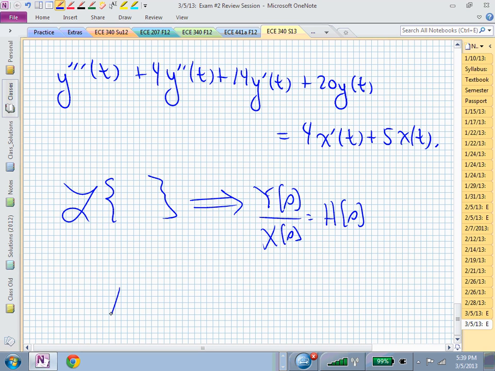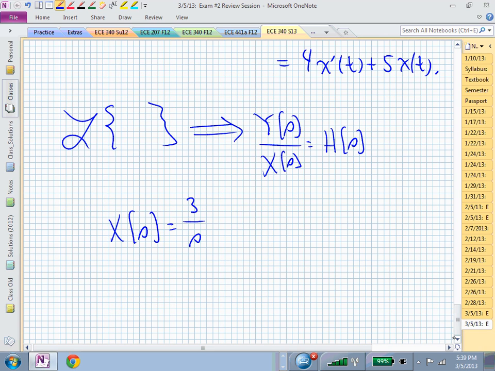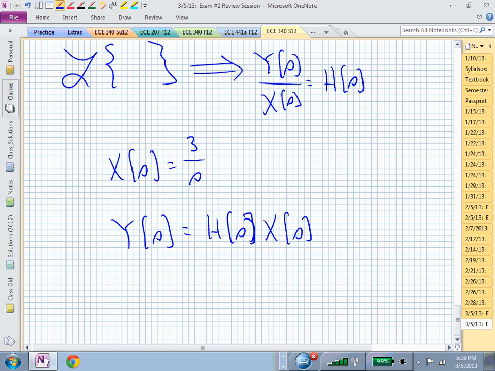Then you take X of s, which you just said was this 3 over s, and that now allows you to find capital Y of s, which is H of s times X of s. Then you would need to factor the denominator and look to see what's the partial fraction expansion's coefficient associated with the pole at the origin, or the s term. And you're going to have at least one because of this excitation. You're hitting this with a constant input.